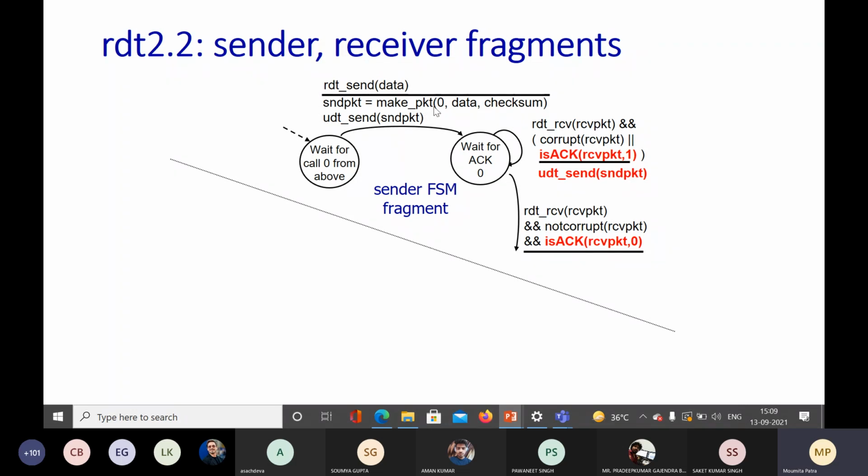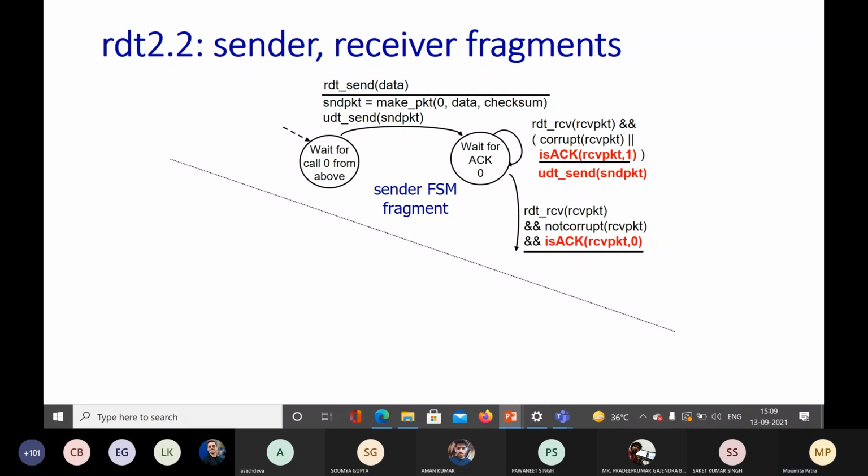So the packet is created with sequence number 0, the data, and of course the checksum field, because the channel is still an erroneous channel. Okay. Once this packet is transmitted over the medium, the next state that the sender will go into is, remember, it is a stop and wait protocol. So once it transmits, it will wait. It is waiting for the acknowledgement of the packet that it has sent.